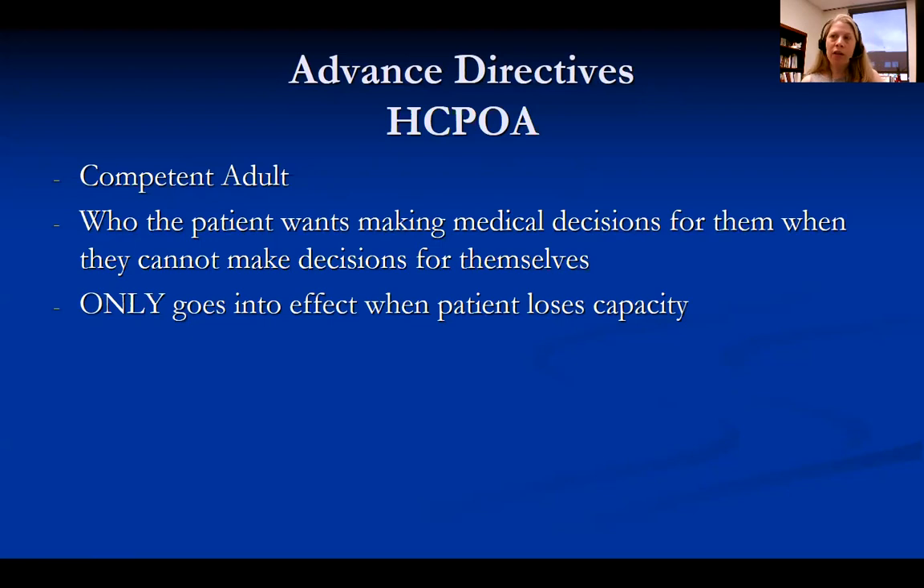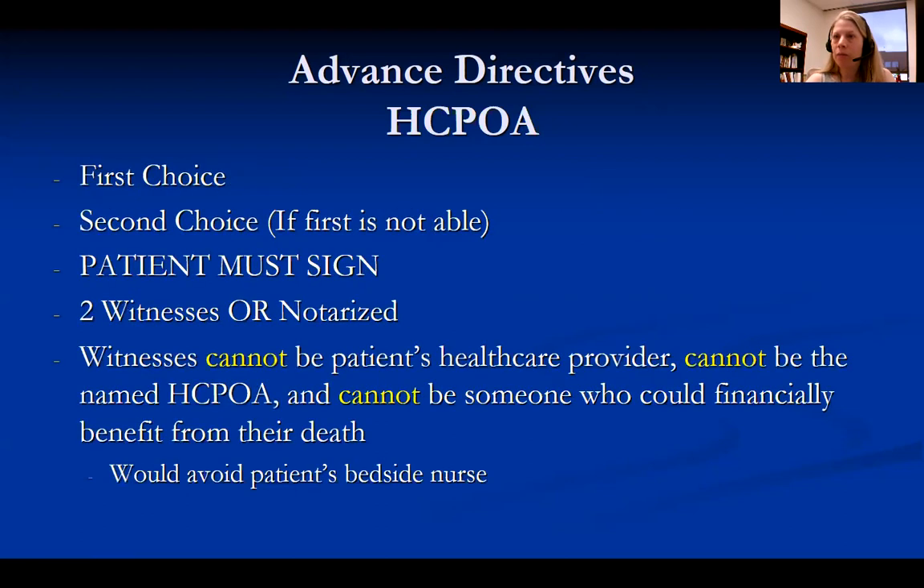All right, so let's talk about a healthcare power of attorney. The form can be completed by a competent adult. This is who the patient wants making medical decisions for them when they can't make medical decisions for themselves. This only goes into effect when a patient loses capacity. So again, competent adult, they name who they want their healthcare power of attorney to be, and it only goes into effect when they can no longer make decisions for themselves. What we like to do is ask for a first choice and a second choice if the first one is not available or able to make decisions.